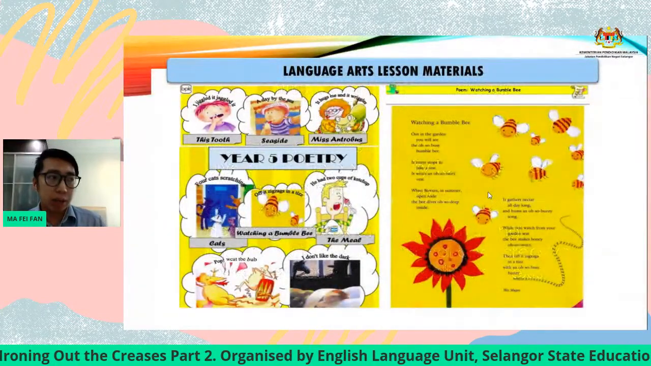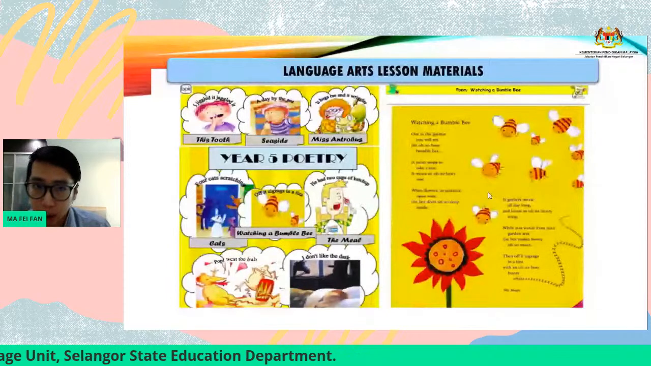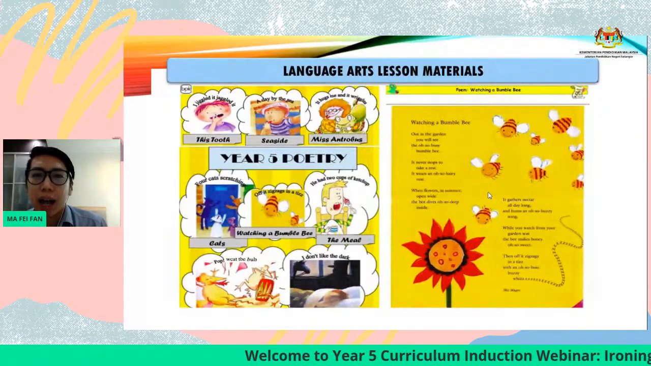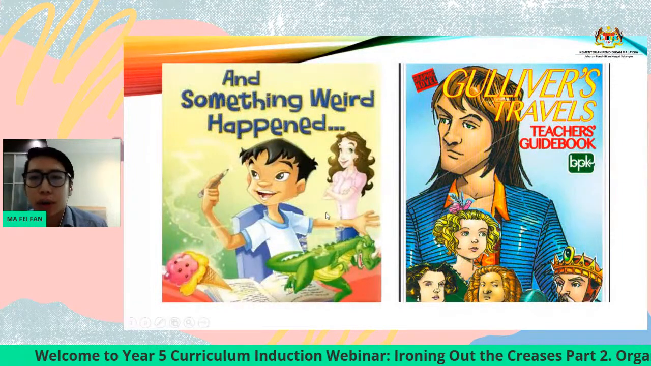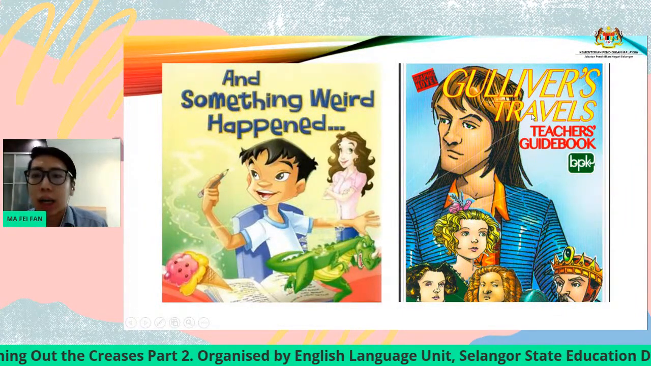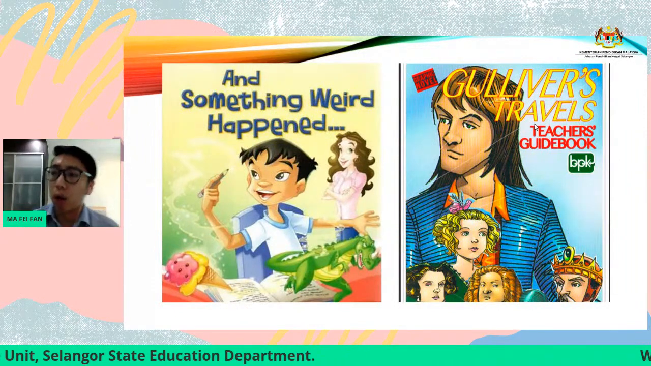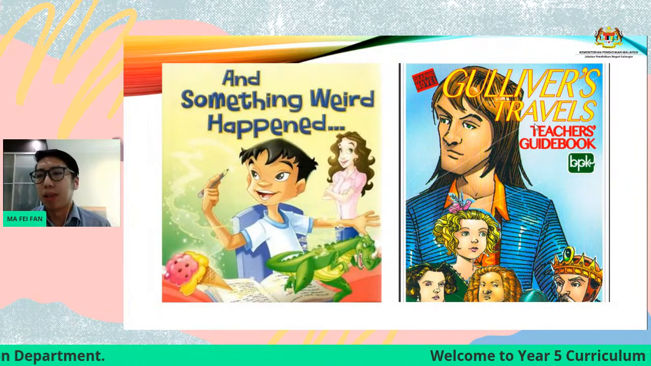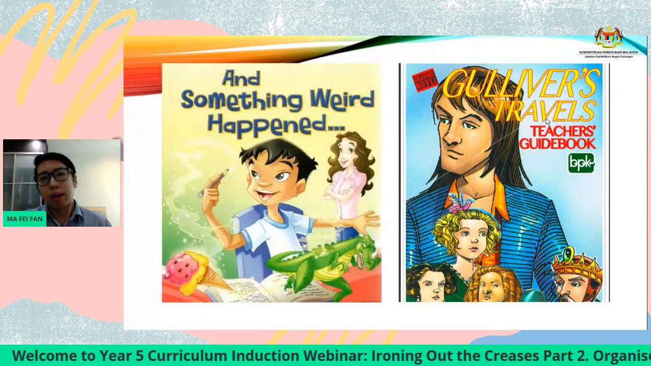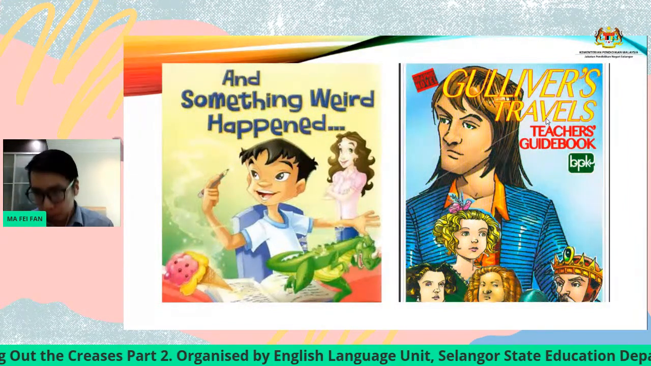So these are some of the materials that are available for you to teach language arts lessons. The first one is the Anthology of Poems that pupils are using from year 4 to year 6. And for year 5, we have a short story called And Something Weird Happened, and a graphic novel, Gulliver's Travels. Teachers should note that the guidebook from BPK is also available on the BPK website, and it has been around since the previous KSSR syllabus. So if you want to plan your lessons, you can refer to the teacher's guidebook, and there are a lot of handouts and materials that you can adapt and adopt in your lessons.